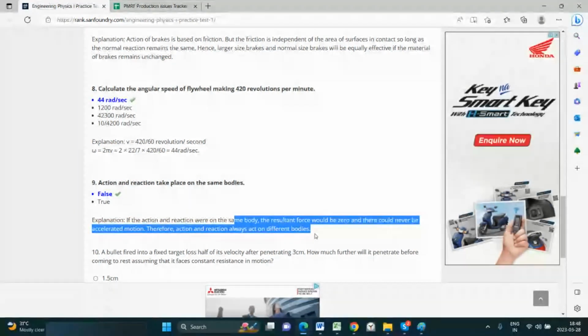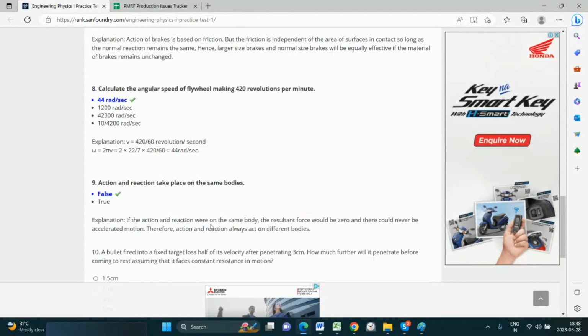இப்போ ஒரு பாலை கையில வச்சுட்டு அந்த பாலை வந்து நான் இன்னொரு பால்ல அடிக்கிறேன். அப்போ ஆக்ஷன் நடந்தது என் கையில இருந்த பால்ல இருந்து, ஆனா ரியாக்ஷன் ஆனது கீழே இருந்த பால்ல. So it cannot happen on the same body. It can only happen on different objects.